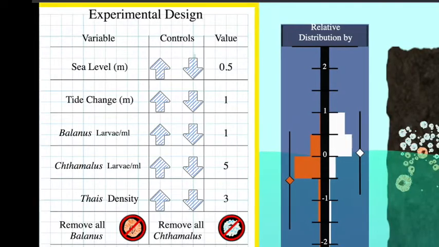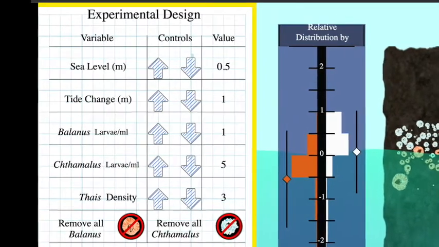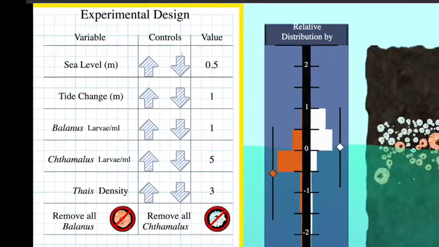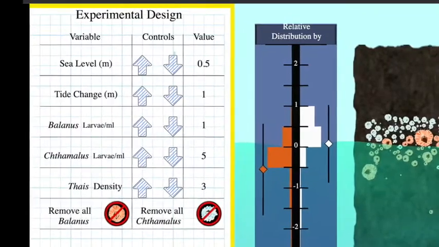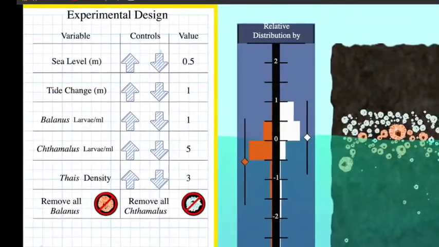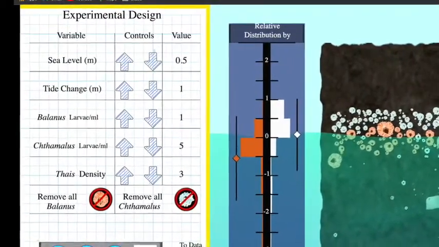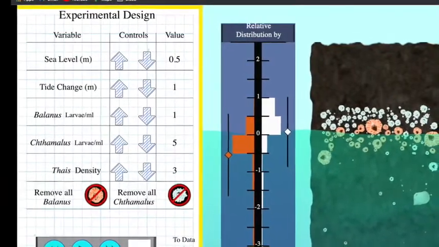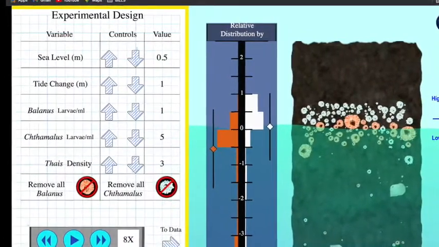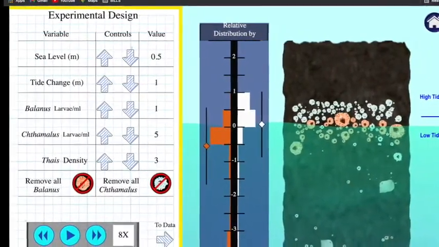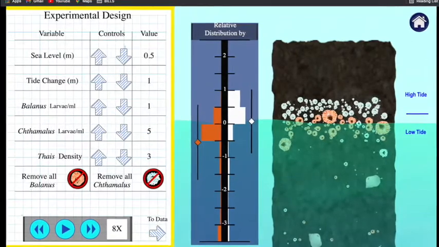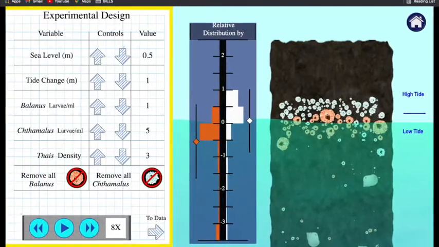My second manipulation involved changing the Cathomalus to a value of 5 and the Balamanus to a value of 1. I decreased the sea level to 0.5, the tide change to 1 meter, and the Thais at the value of 3. A major finding was how the Balamanus acted as a border between the Cathomalus and the predator. Because of this, the Cathomalus was able to grow in numbers but not grow big. The Balamanus was able to grow big but not in numbers. Instead, the Balamanus decreased in numbers.